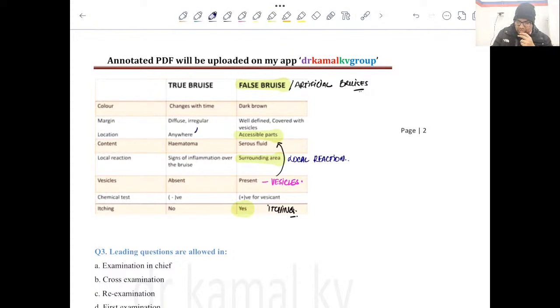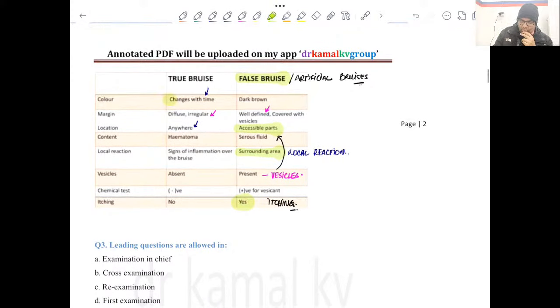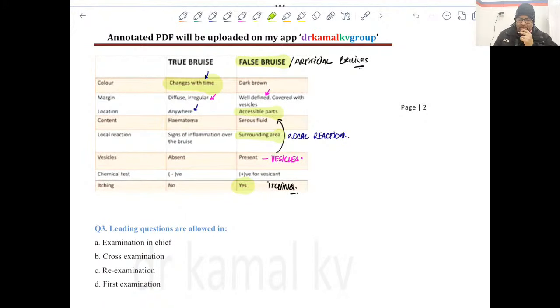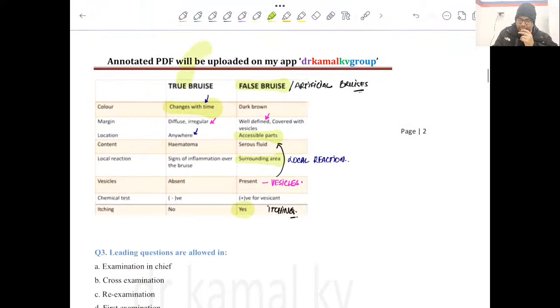But a true bruise, which is because of injury, can occur anywhere, and here the margins are not well defined. But in a case of artificial bruises, the margins are well defined, and a true bruise will show typical color changes with time, like brown, yellow, green, right? And after some time it will be normal skin color. So a classical or true bruise will show color changes with time. These are a few important differences between the true bruise, which is because of injury, and an artificial bruise, which is because of irritation.